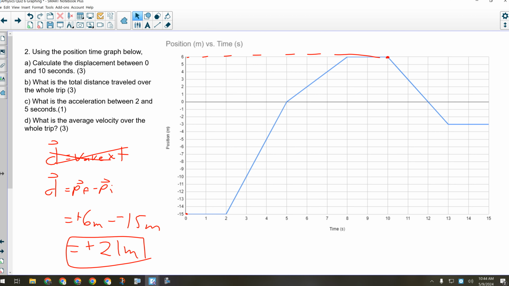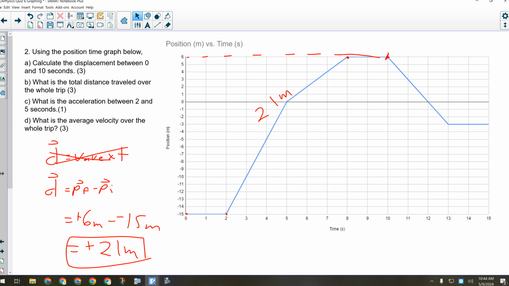Not for the whole thing, but can I use it for the pieces? I can, because I have to know how far this object goes in total, direction not mattering. So if I start down here at negative 15 and I go to positive 6, well, I go 21 meters there. It doesn't matter that it's different speeds, it's just how far did I go? 21 meters. Okay, and then after that, I stop for a little while, so that doesn't contribute to my distance.